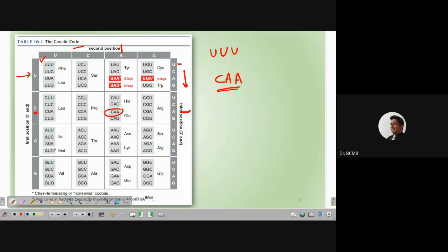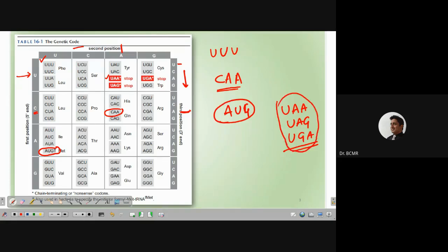I don't need you to mug this up. All you have to remember is the start codon and the stop codons. You should have that in your mind all the time. Because we are doing it in RNA, the stop codons are UAA, UAG, UGA, and AUG is the start codon.